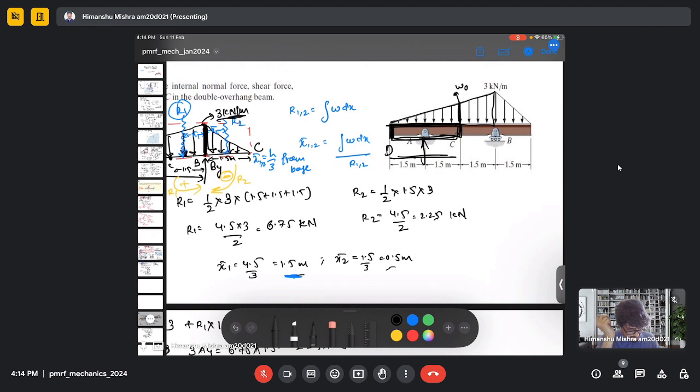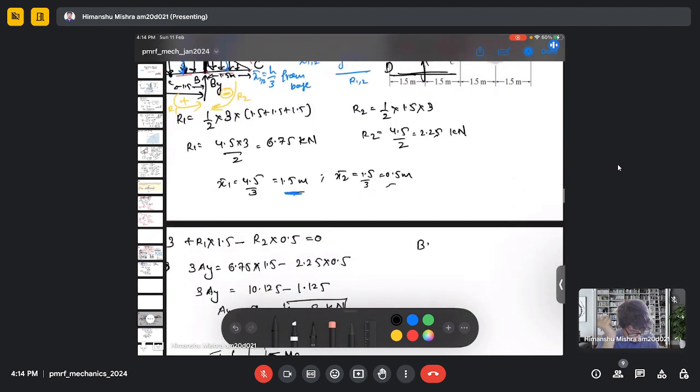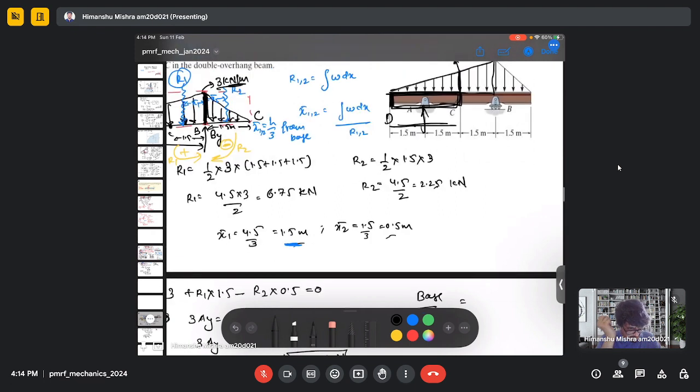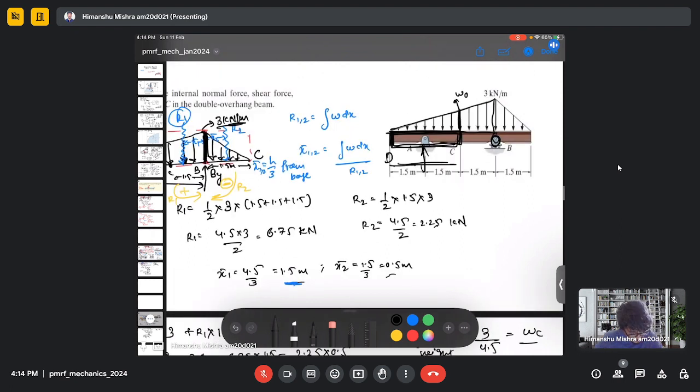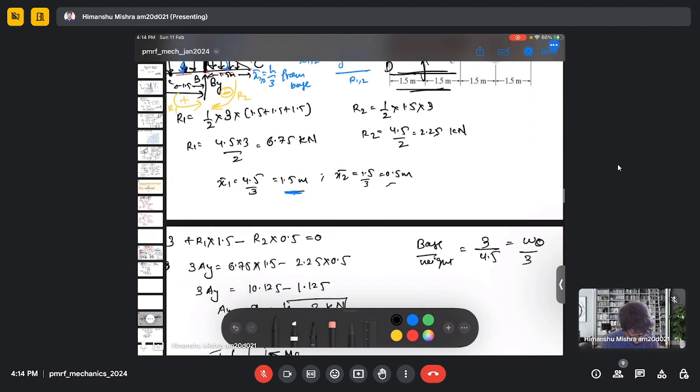So again, we can take the ratio based by height. So at point B, it is equal to 3 by 4.5 equal to W naught by 3. So my W naught will be 9, 4.5, 3, 1.5. So it will be 2. So W naught is 2 kilonewton per meter.